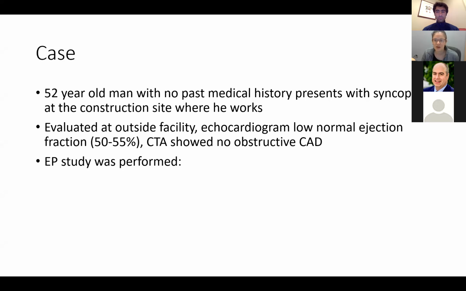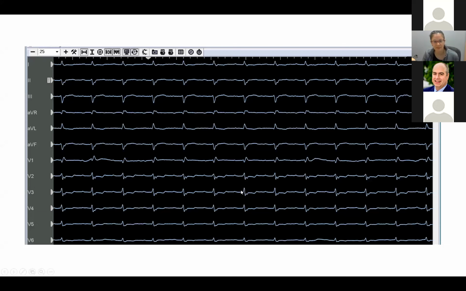So we'll start with a case, a 52-year-old man with no past medical history who presented with syncope at a construction site where he works. He was evaluated at an outside facility initially, and he had an echocardiogram that just showed a low normal ejection fraction, 50 to 55%, and a CTA showed no obstructive coronary disease. They brought him for an EP study.